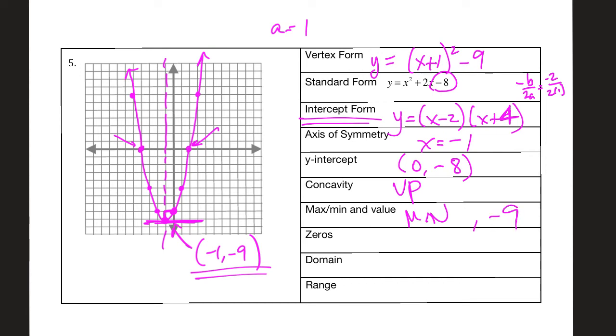We just said what the zeros were. That's how we were able to get intercept form. They are at 2 and at -4.